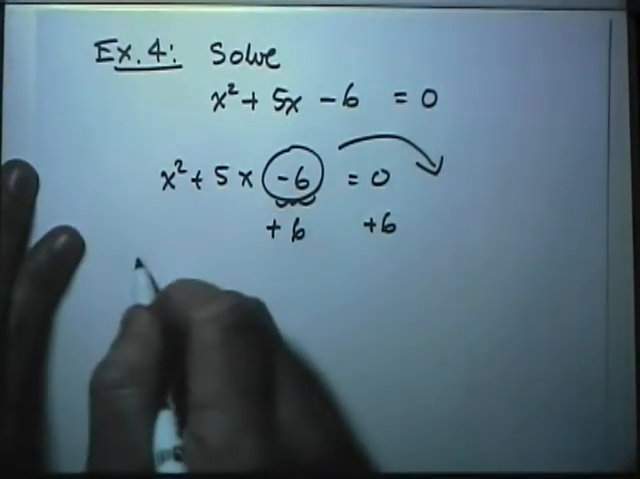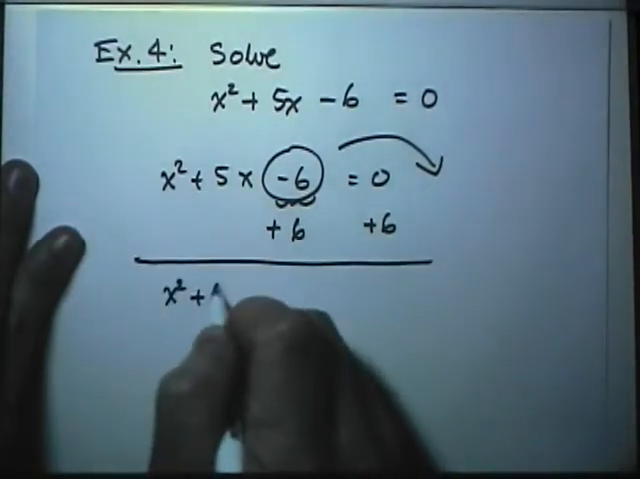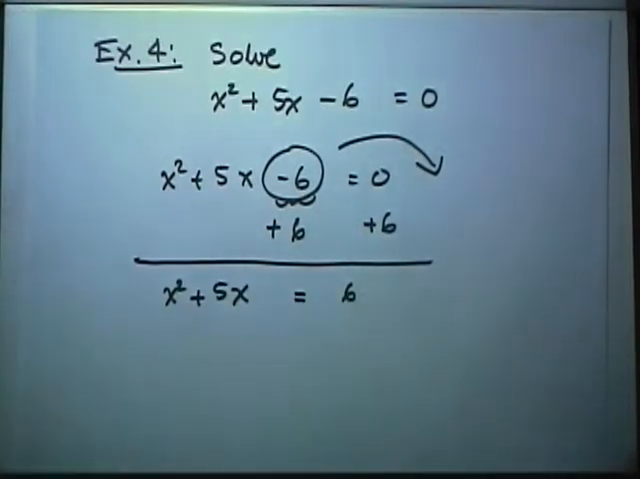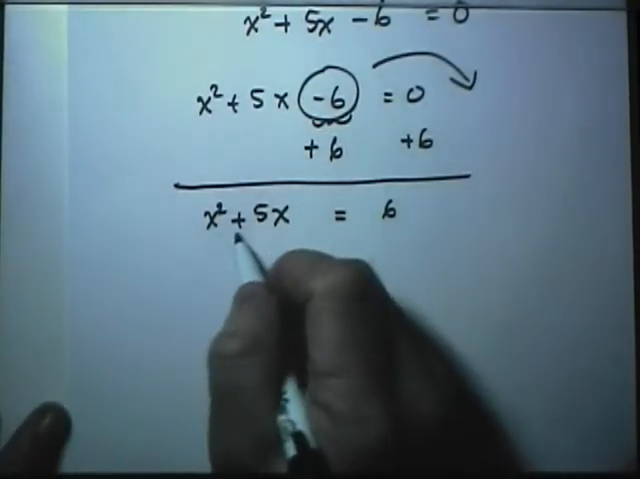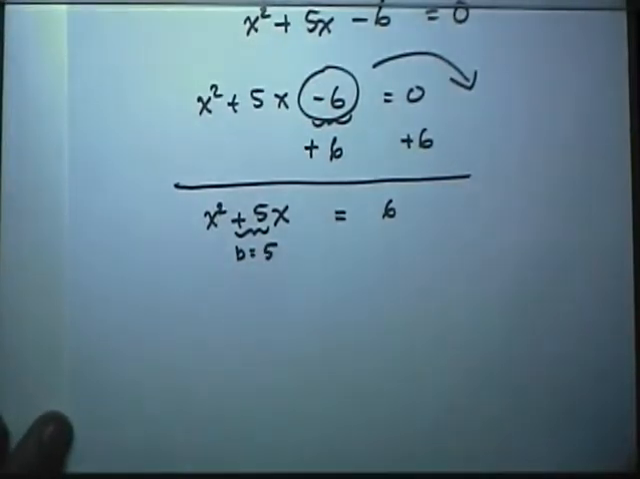Okay, and so after doing that, I have x squared plus 5x equals 6. Once again, at this point I start looking for my b value. My b value is right here. b is positive 5.